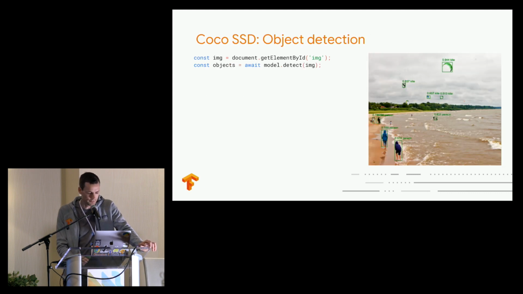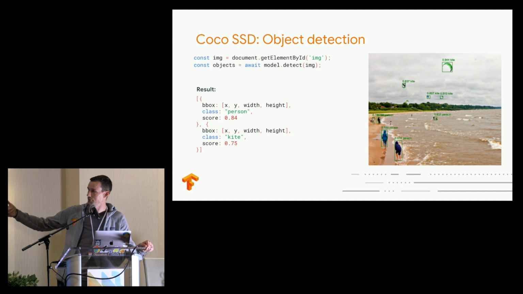And finally, this is another model we recently open sourced. It's called Coco SSD. It's just a fancy term for find things in pictures with probability. Again, that gives you a whole JSON object of, is this a person or a kite or a box, and a probability score of what the model thinks it is.